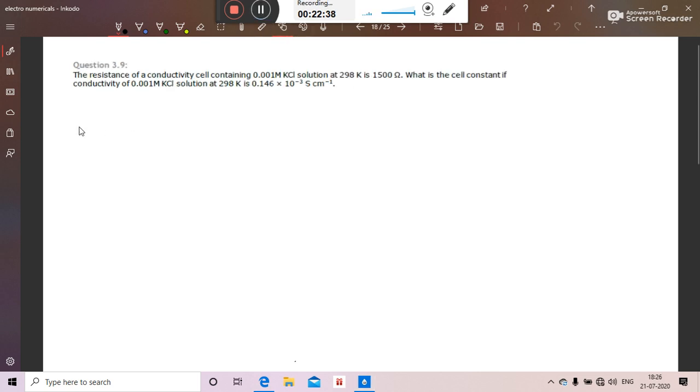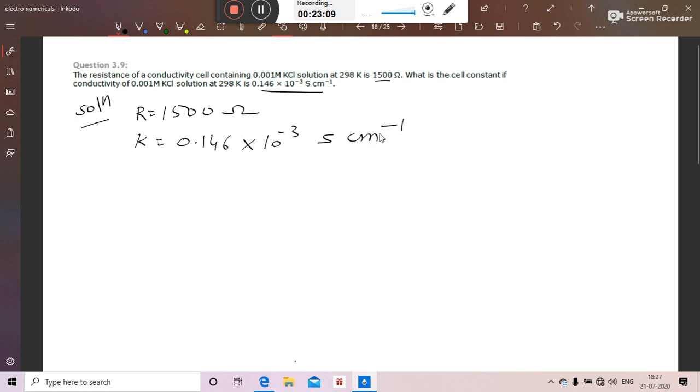Now question 3.9: the resistance of a conductivity cell containing 0.001 molar KCl solution at 298 Kelvin is 1500 ohm. So here resistance R equals 1500 ohm, and conductivity is given as 0.146 into 10 raised to minus 3 Siemens per centimeter. We have to find out the cell constant G star. So G star equals R into K.